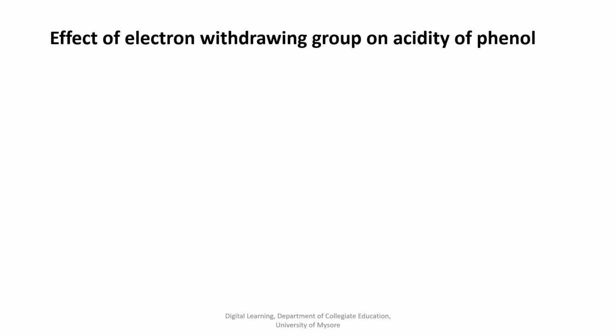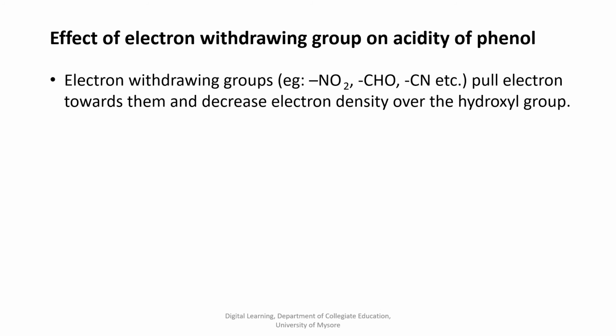Now let us learn about the effect of electron withdrawing group on the acidity of phenol. Substituents actually have a great effect on the acidity and basicity of the compounds. They can either increase or decrease the acidity of phenols. Substituents are of two types: electron withdrawing and electron donating. The electron withdrawing groups are the ones which pull the electrons from the ring and decrease the electron density over the ring. Some of the groups are NO2, CHO, CN, etc.